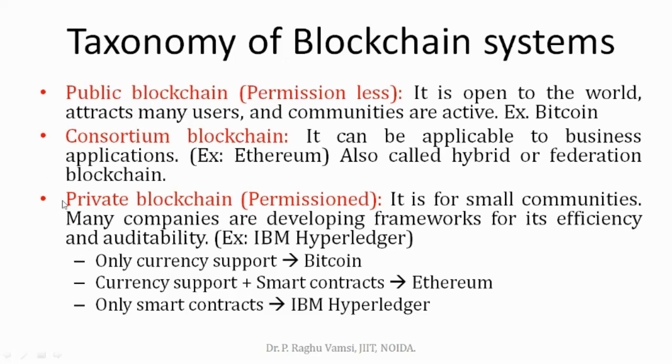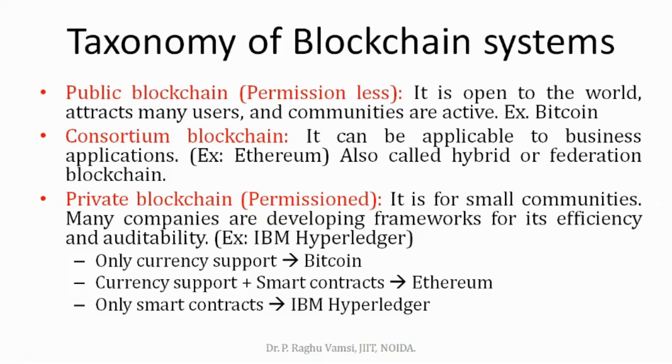Next one is private blockchain. Private blockchain is completely opposite to the public blockchain; it is a permissioned blockchain. It is for small communities. Many companies are developing frameworks for its efficiency and auditability. In the public blockchain, you can have efficiency and auditability because many people are involved. Anyone can raise any problem in that.